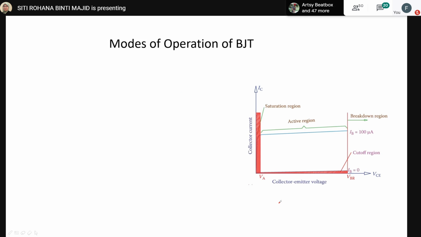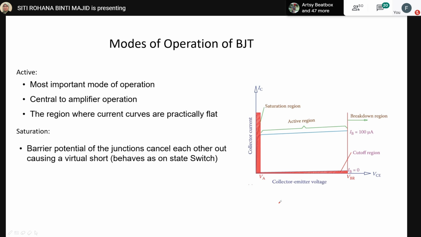Okay, so lastly is the modes of operation of the BJT. Actually, they have four modes: saturation, active region, breakdown, and lastly, off. Off means the IB value is below 0. Normally we focus on the active region and the saturation region.